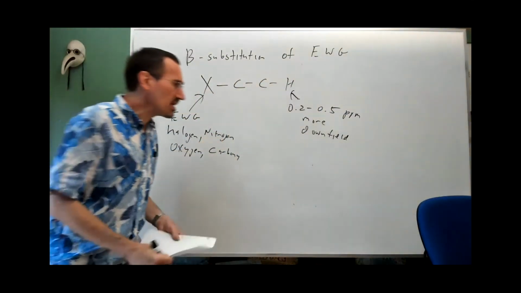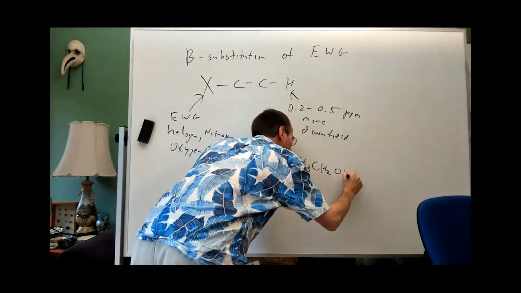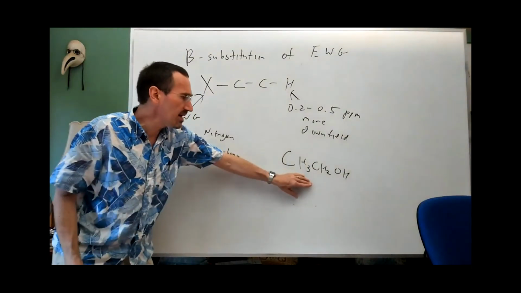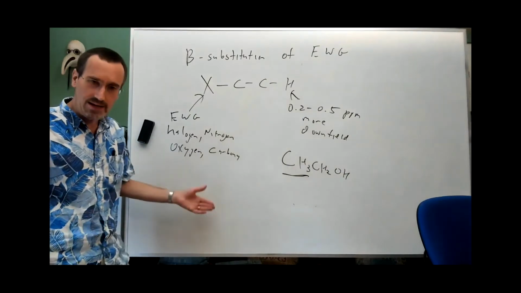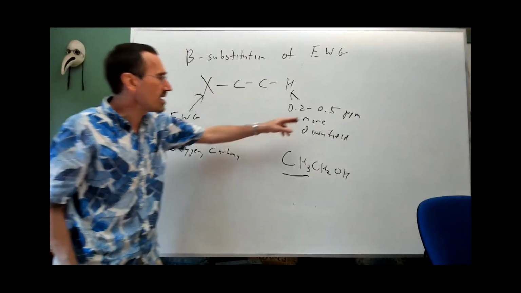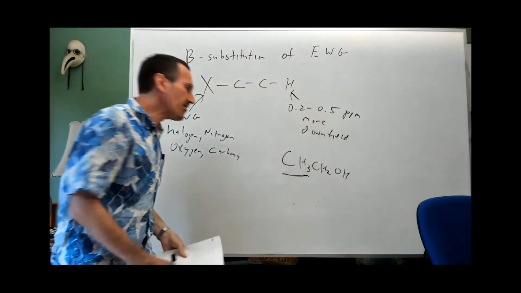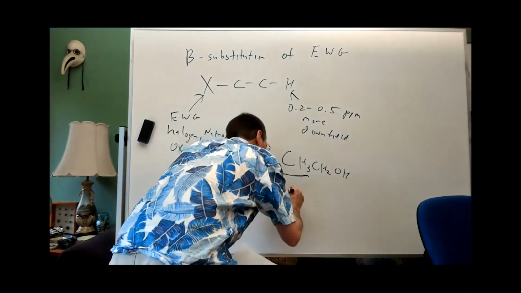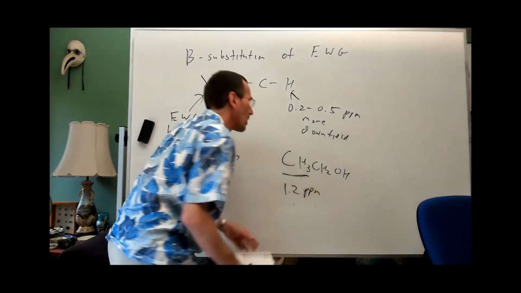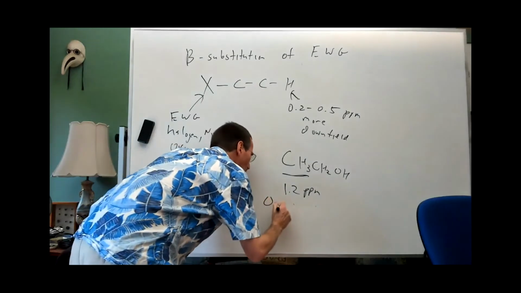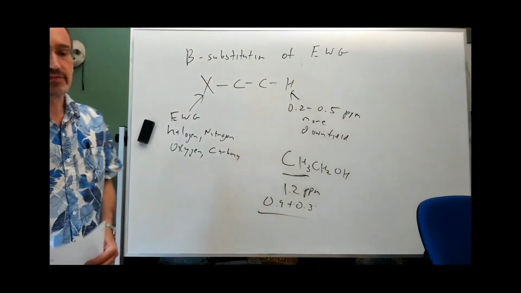So in other words, if you look at, say, ethanol, CH3CH2OH, the methyl group in ethanol is not a plain vanilla methyl group. It's not at 0.9 ppm. It's going to be a little bit further downfield, somewhere in the middle over here. And in fact, it's going to be at about 1.2 ppm. In other words, I'd say we can think 0.9 plus 0.3 is getting us to roughly where we're getting.